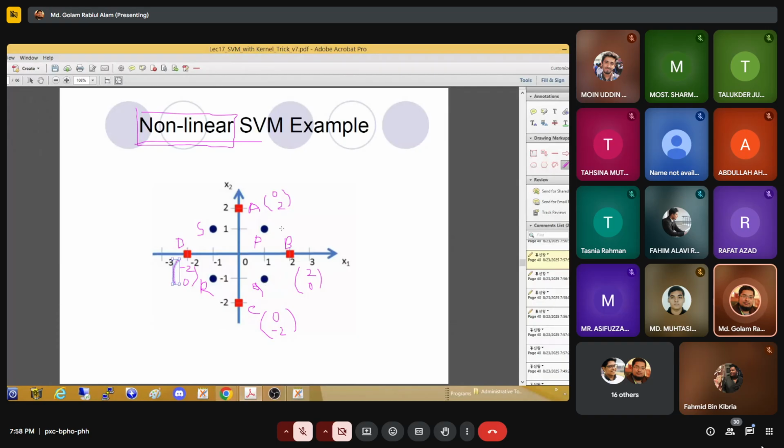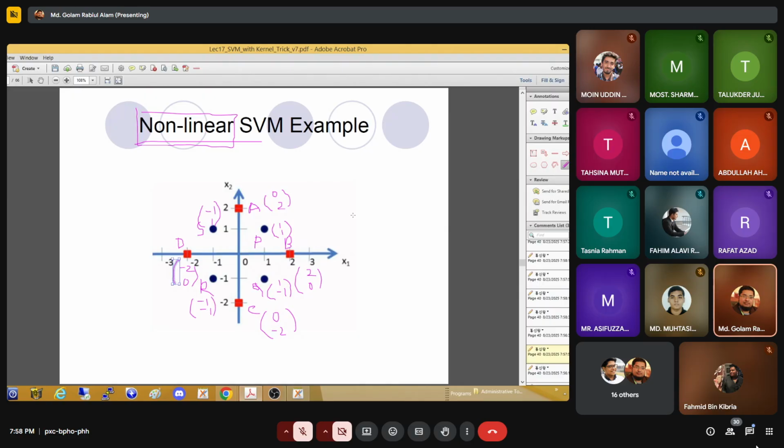Similarly, for P, x is 1 and y is also 1. For Q, x is 1 and y is -1. For R, the vector is -1 and -1. And for S, x is -1 but y is 1. Okay, so these are the data points we have.